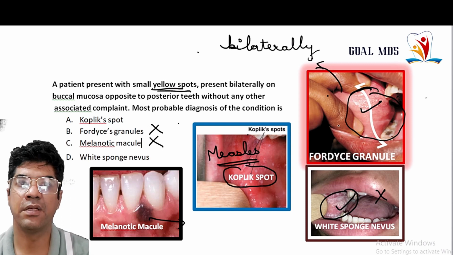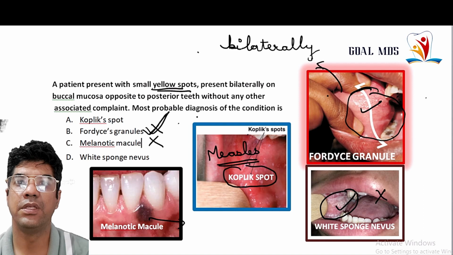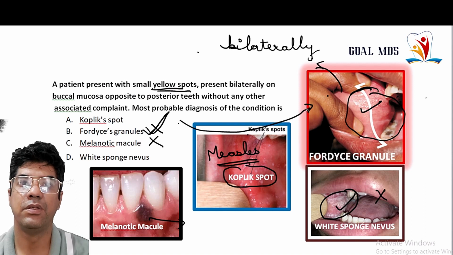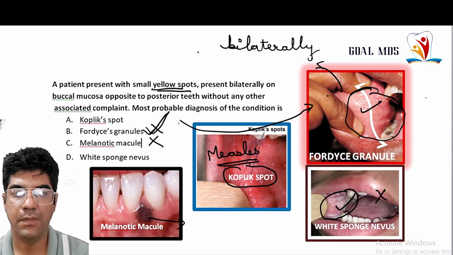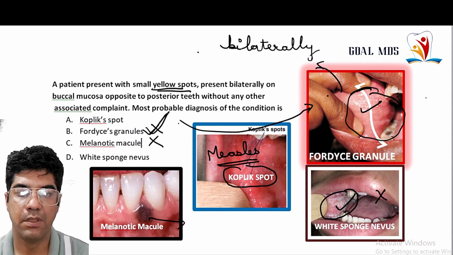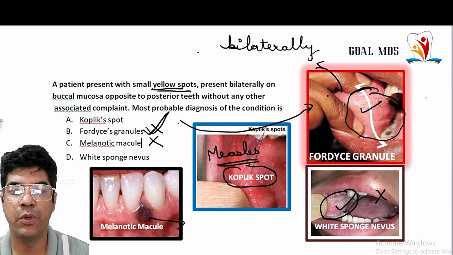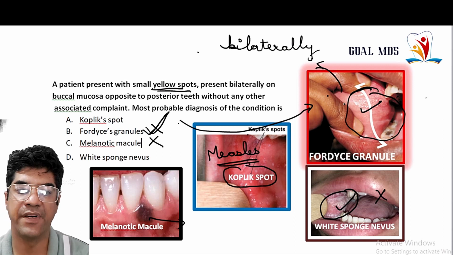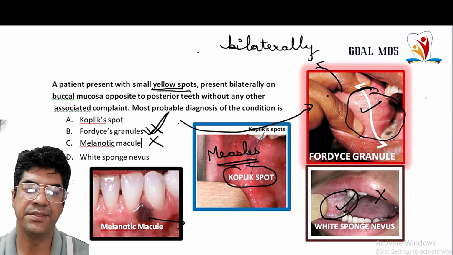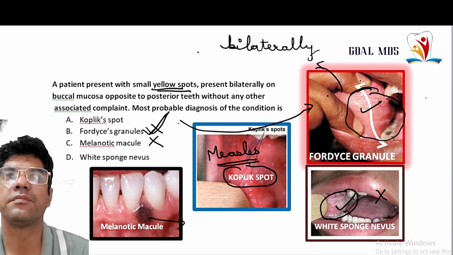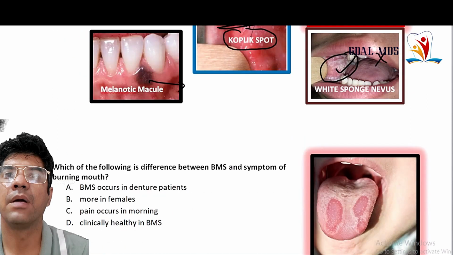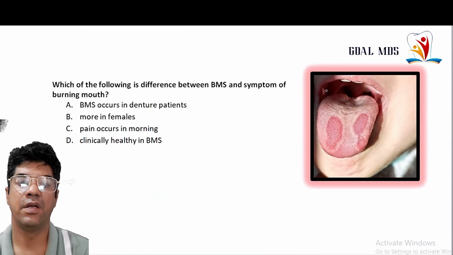So these spots are seen in the Fordyce granules. These spots are benign and do not cause any symptoms or discomfort. They are considered a normal variation and not a disease. Coming to the next question.